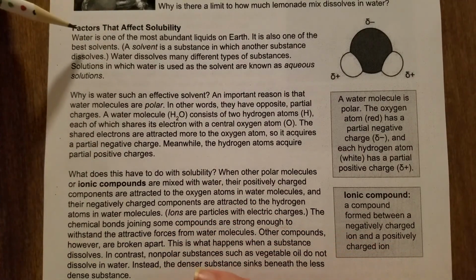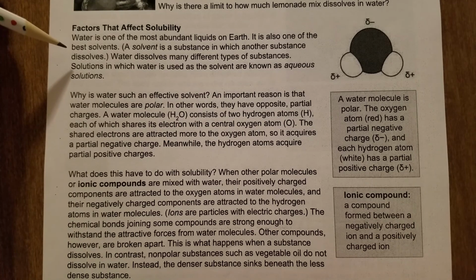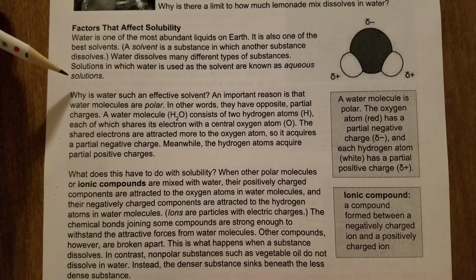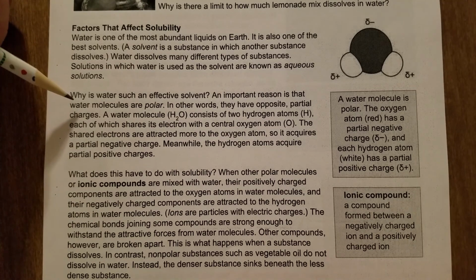Factors that affect solubility. Water is one of the most abundant liquids on Earth, and it also is one of the best solvents. A solvent is a substance in which another substance dissolves. Water dissolves many types of substances. Solutions in which water is used as the solvent are known as aqueous solutions. Why is water such an effective solvent?